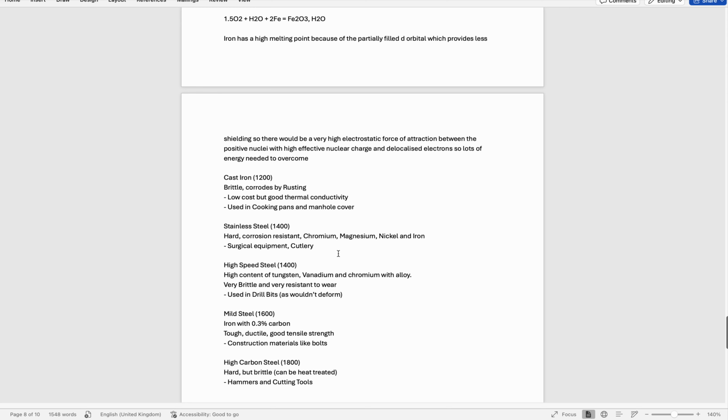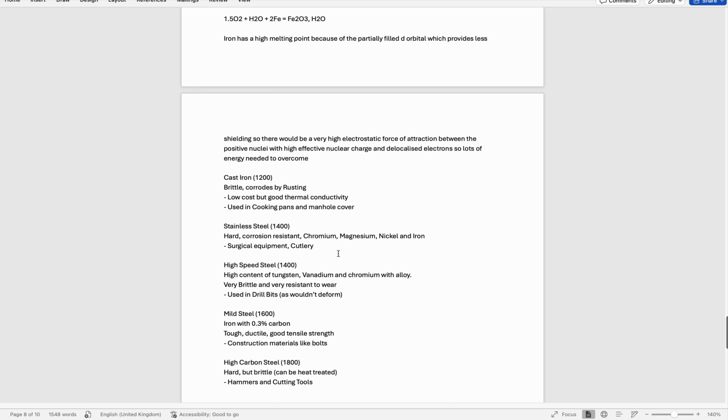Cast iron is the ferrous metal of the lowest melting point. It is basically just pure metal, and therefore it is quite brittle and very prone to rusting. It is usually just used in manhole covers. Stainless steel is a mixture of iron and, I believe, chromium.